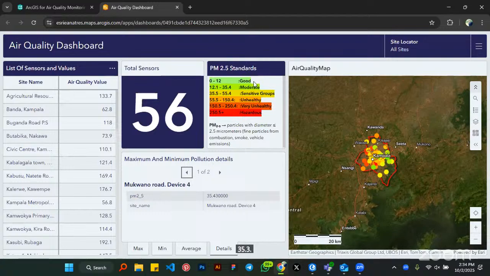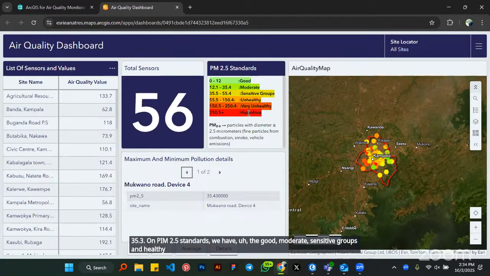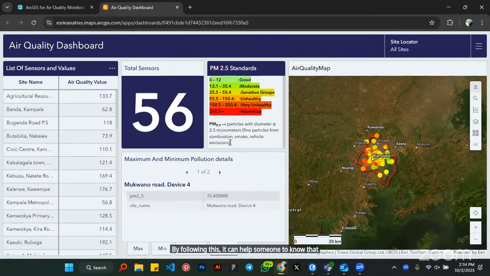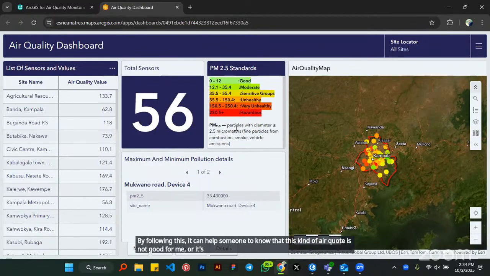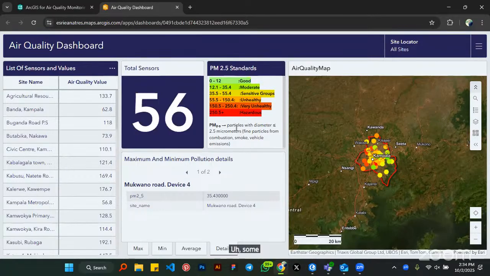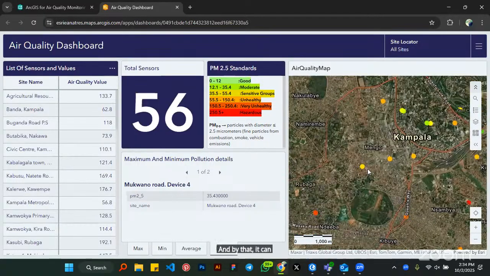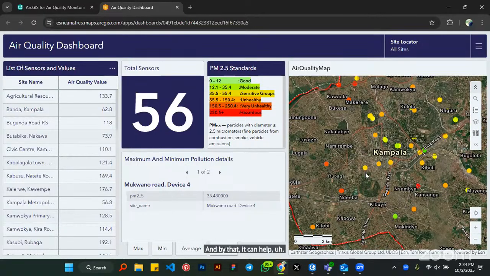On PM 2.5 standards, we have the good, moderate, sensitive groups, unhealthy, and very unhealthy categories. By following this, it can help someone to know that this kind of air quality is not good for me, or that it's very sensitive for some groups of people like the elderly or children. And by that, it can help even the local community to take some action.